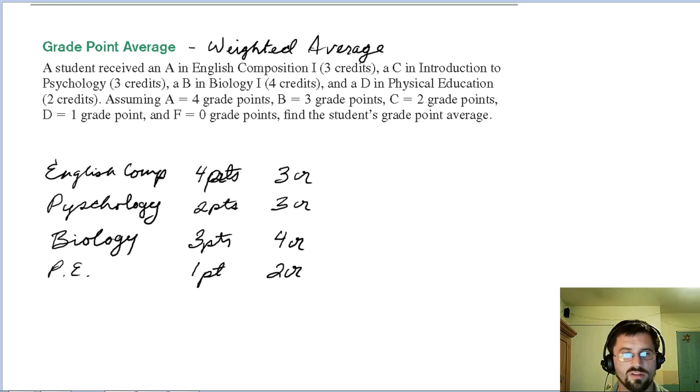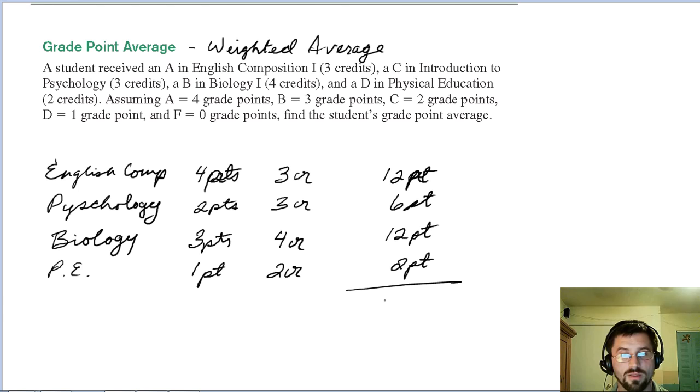So how many points have they actually earned? 4 points per credit times 3 credits is 12 points here. 2 points per credit times 3 credits is 6 points. Then we have 12 points and 2 points. And when you add those up, that's a total of 32 points earned. But what is their GPA?